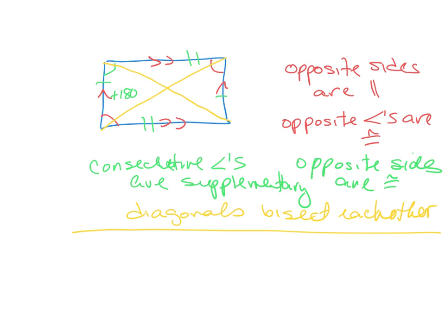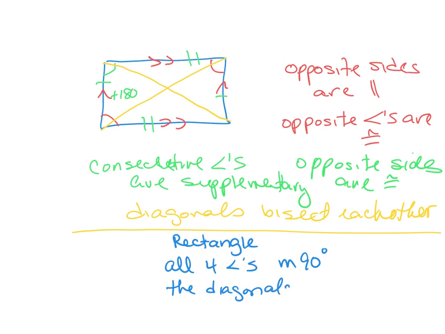Now we're going to add things that just pertain to the rectangle. Let me change this to blue. And there's two things we're going to add. All four angles measure 90 degrees. And the diagonals are congruent. That means that all of these are 90 degrees and all of these pieces are equal. They bisect each other and they're the same length. That means all those four pieces are congruent.